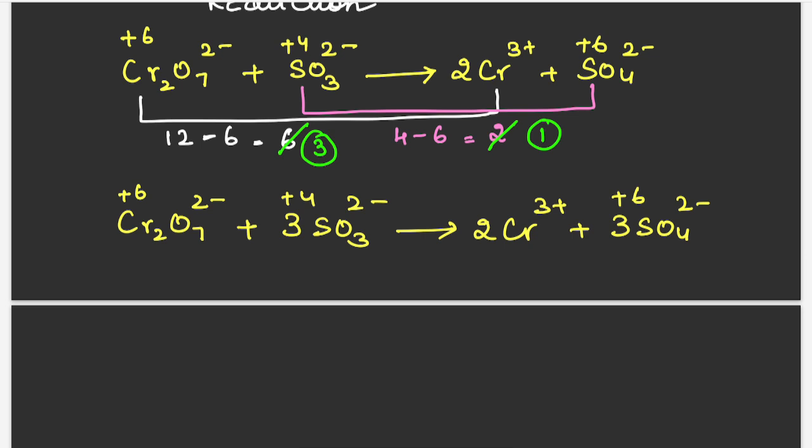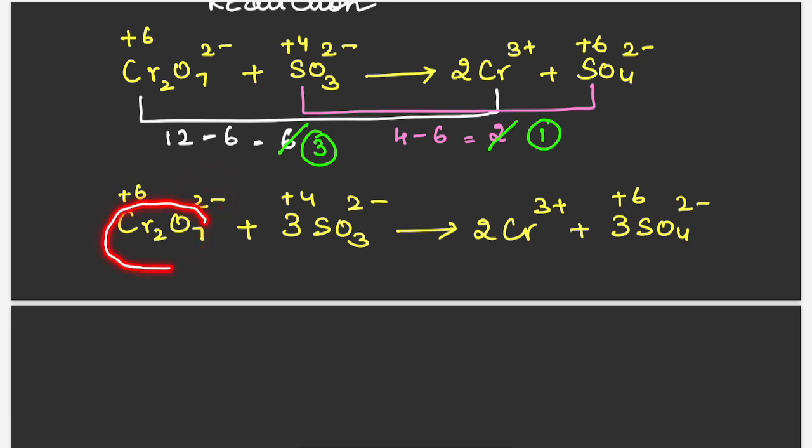So the next step is you have to check whether the ions on all the elements are balanced or not. So how are we going to check that? So this is the ion Cr2O7 2 minus.